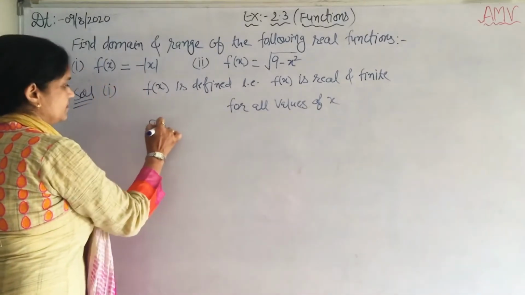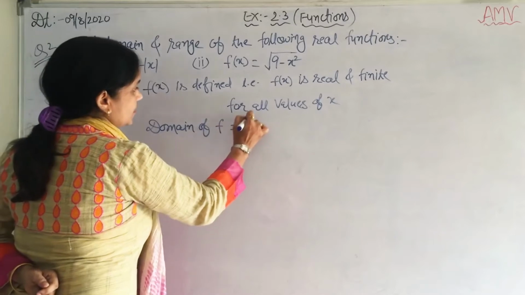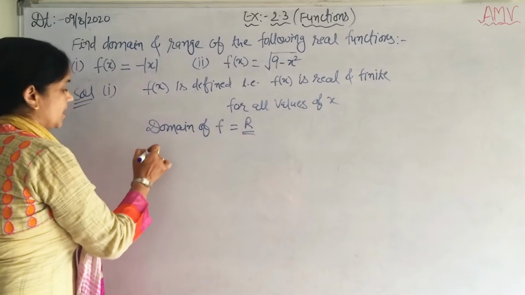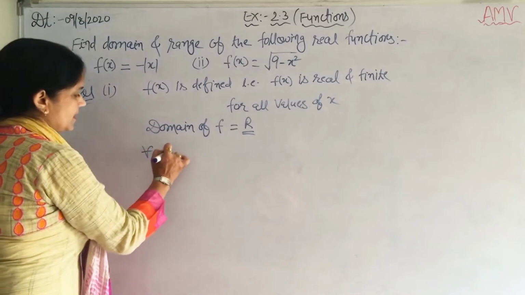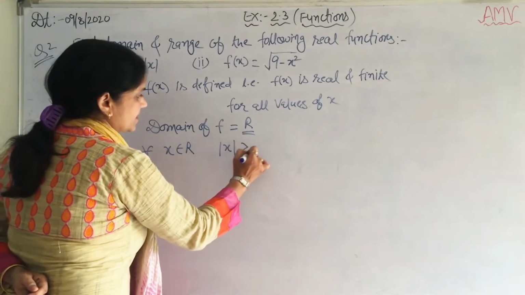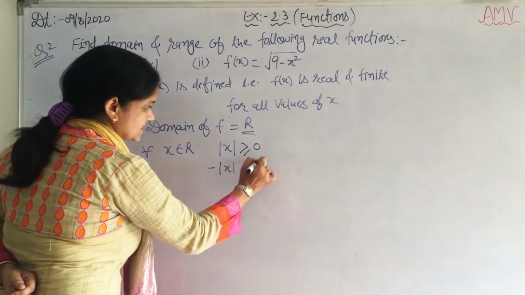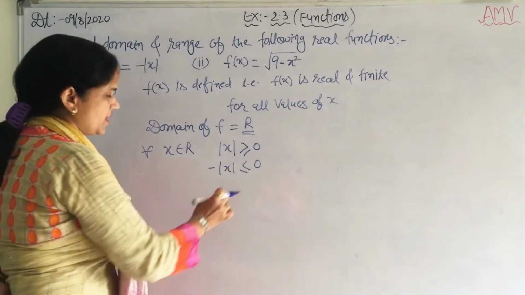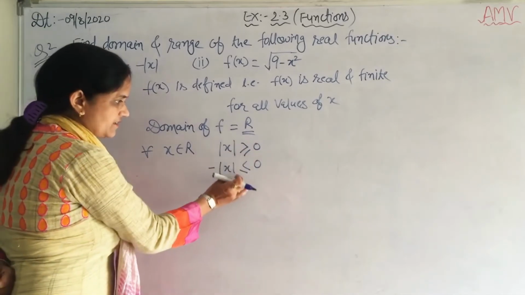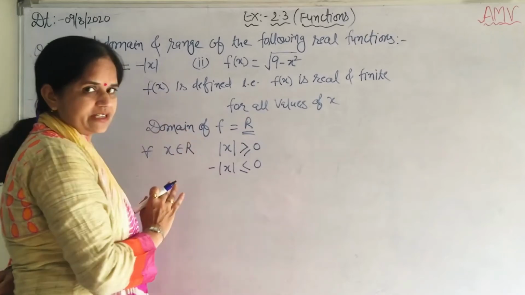So domain of f is equal to R, set of real numbers. Okay, now for all x belongs to R, mod of x is greater than or equal to 0. So minus mod of x is less than or equal to 0. Okay, it is an inequality. When we multiply by minus, the sign will change. Okay, you will study in the next chapter, inequality chapter.